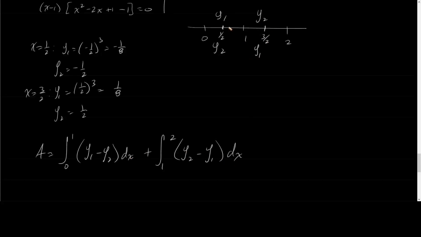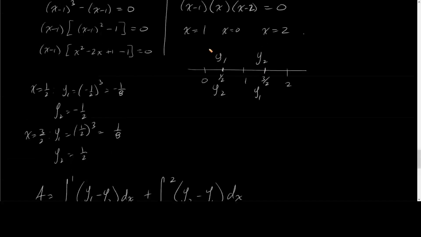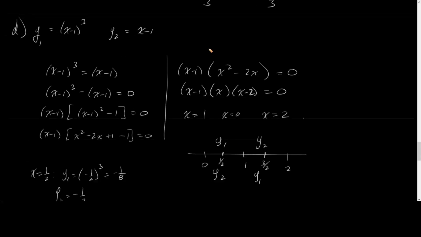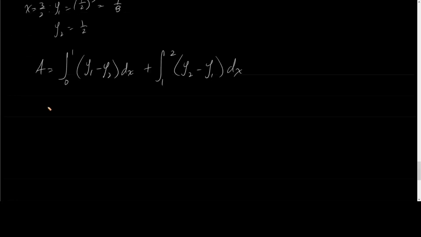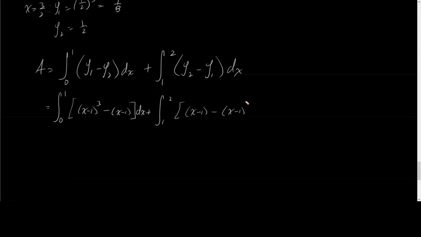The top function minus the bottom function. And just as a reminder, y sub 1 was (x minus 1) cubed, and y sub 2 was just x minus 1. So what I get here is the integral from 0 to 1 of (x minus 1) cubed minus (x minus 1) dx plus the integral from 1 to 2 of y sub 2, which was x minus 1, minus (x minus 1) cubed dx.